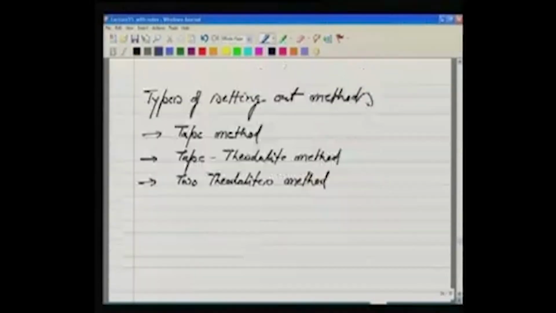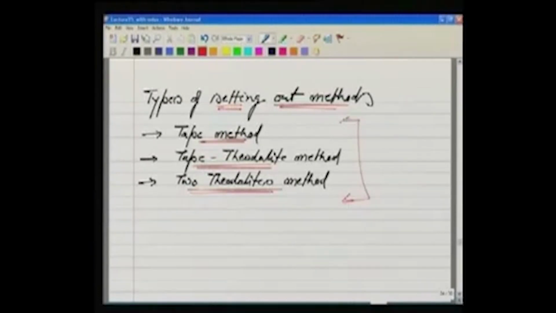Now, what are the methods? Let us discuss the methods for setting out the curve. These methods can be categorized as the tape method, the tape and theodolite method, and finally the two theodolite method. Now this depends on the application in our hand and what instruments are available. Many times the curve which you are going to set out is not a very important curve; the design speed is low, the curve is small, or it is not very important. Then we would not like to use very sophisticated instruments there.